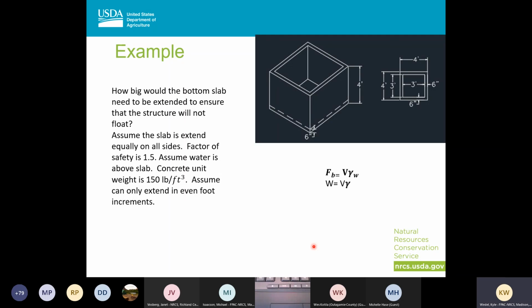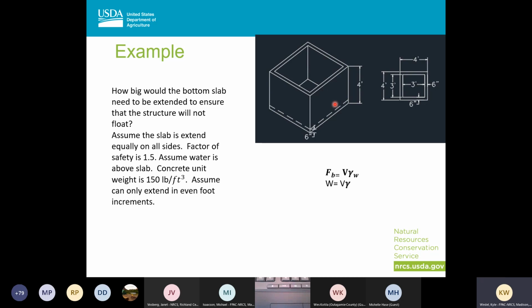I'm going to give you guys a few minutes to go through this and think about it. How big would the bottom slab of the structure that we just went through need to be to make sure this will not float? Again, we're going to have a factor of safety of 1.5. We're going to assume that when we extend this out, that's just water above our footer.